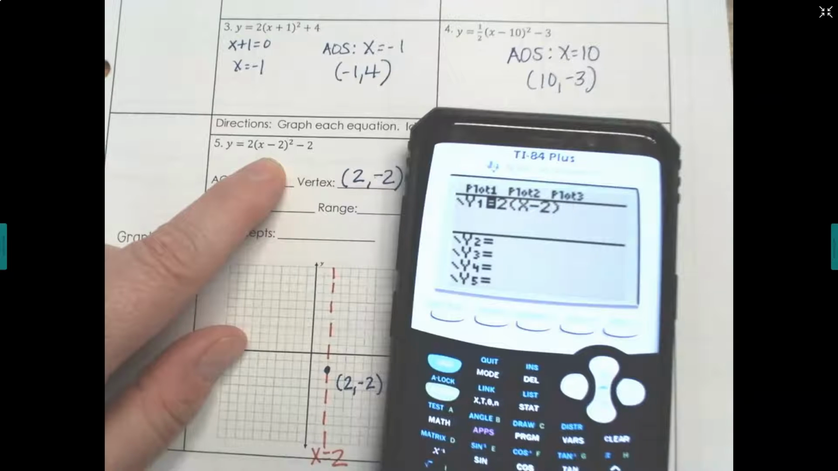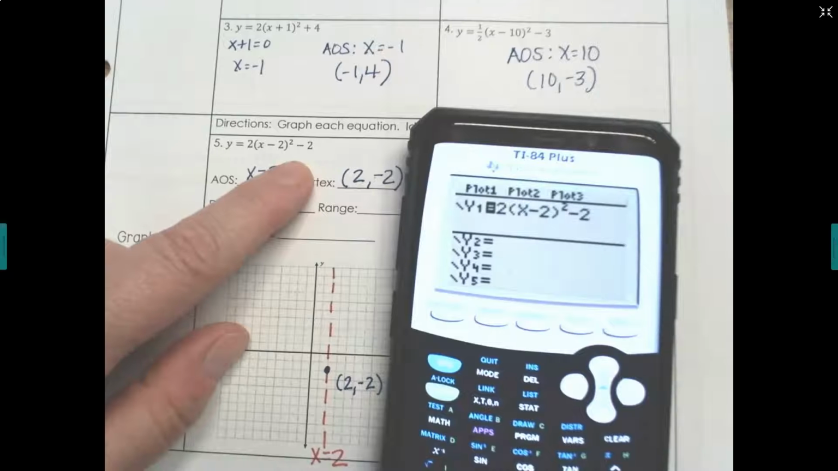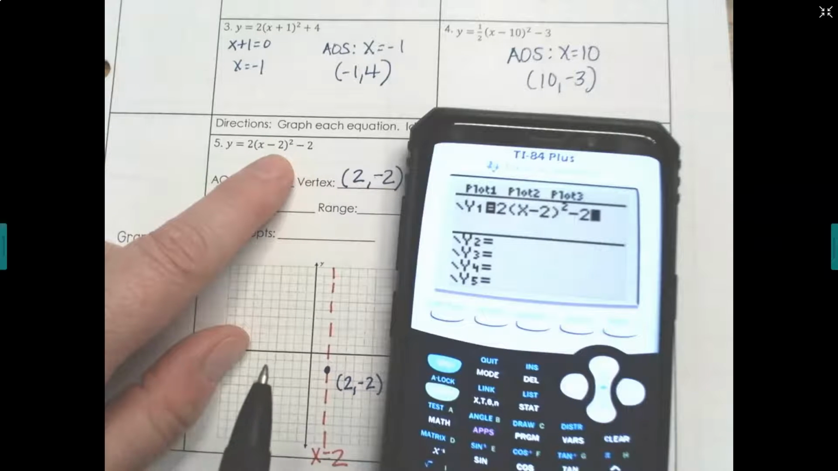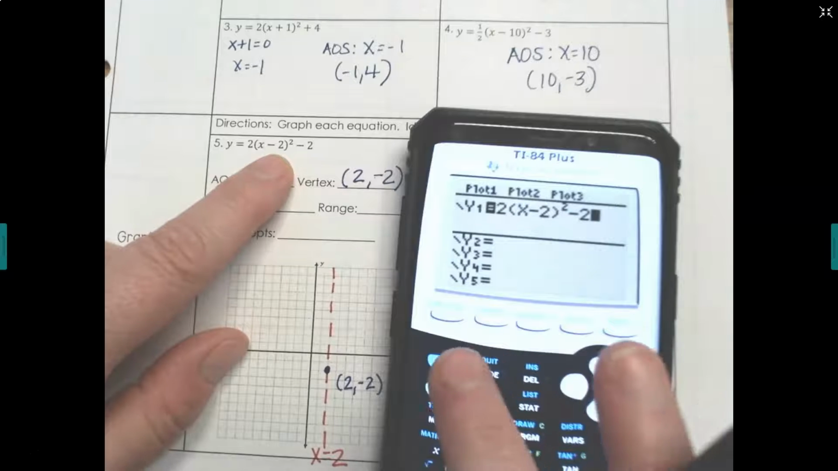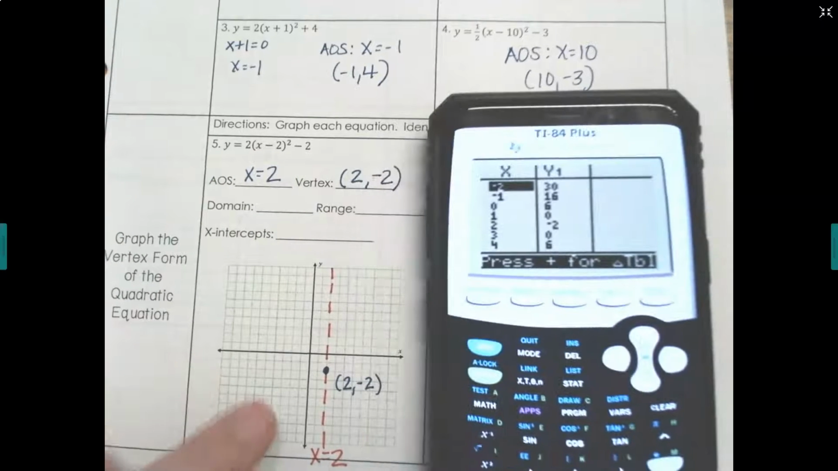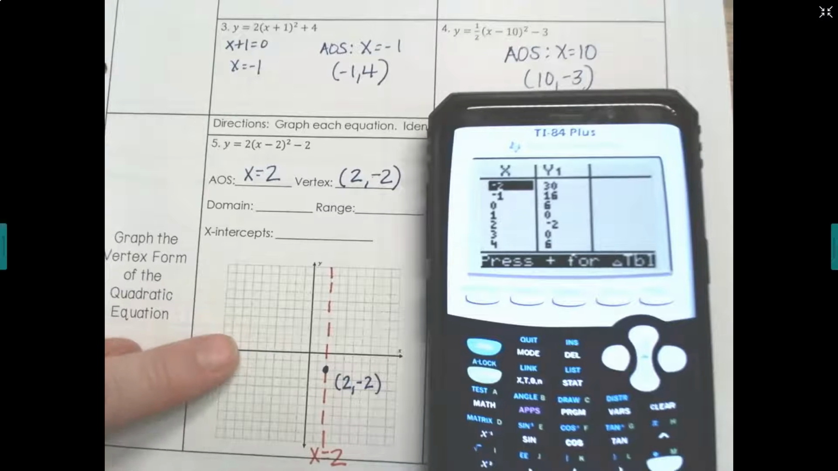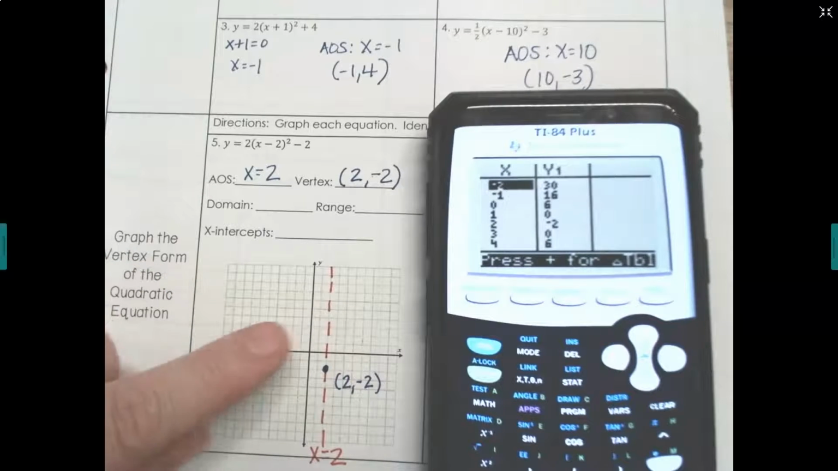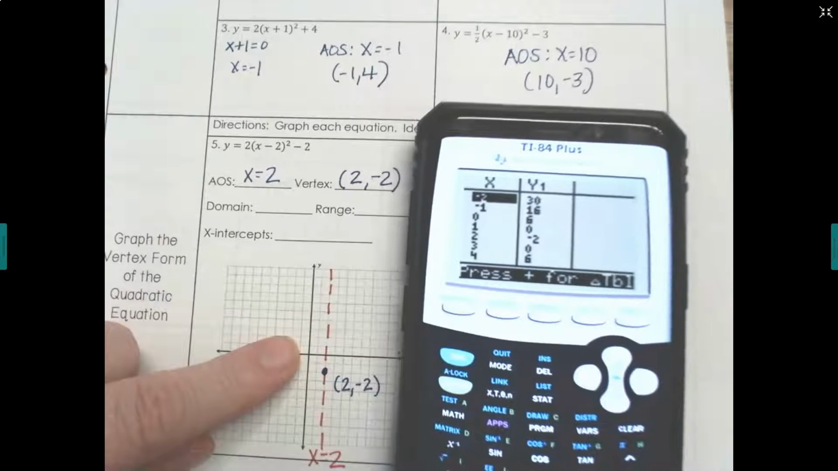Close your parenthesis, square it, and then minus 2. So always double check, does this look like the original equation? And this does. So I'm going to go look at the table of values to get some points to plot. Now, I don't really want to pick numbers way over here. I want to pick numbers right around that axis of symmetry so it's easy to see.